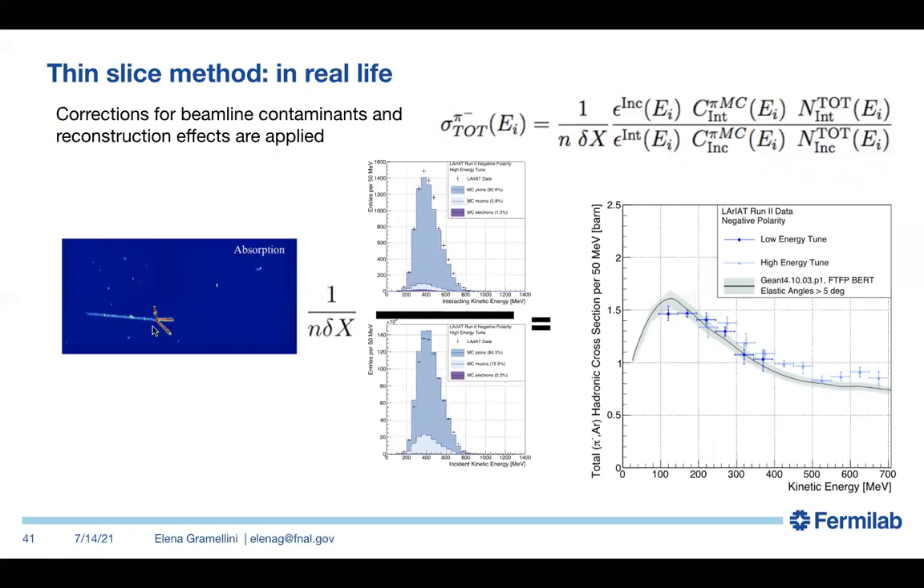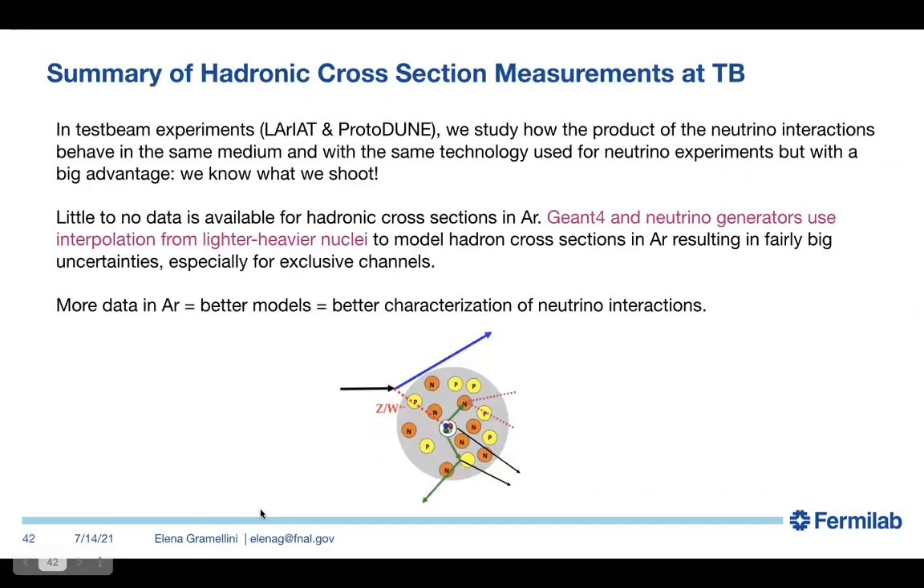Like you start with your pions, you find your interaction, you count how many interacted and how many didn't interact in the slice, you take the ratio, and you get the cross-section. So in summary, for the hadronic part, in test beam experiments, we study how the products of the neutrinos behave in the same medium and with the same technology used for the neutrino experiments.